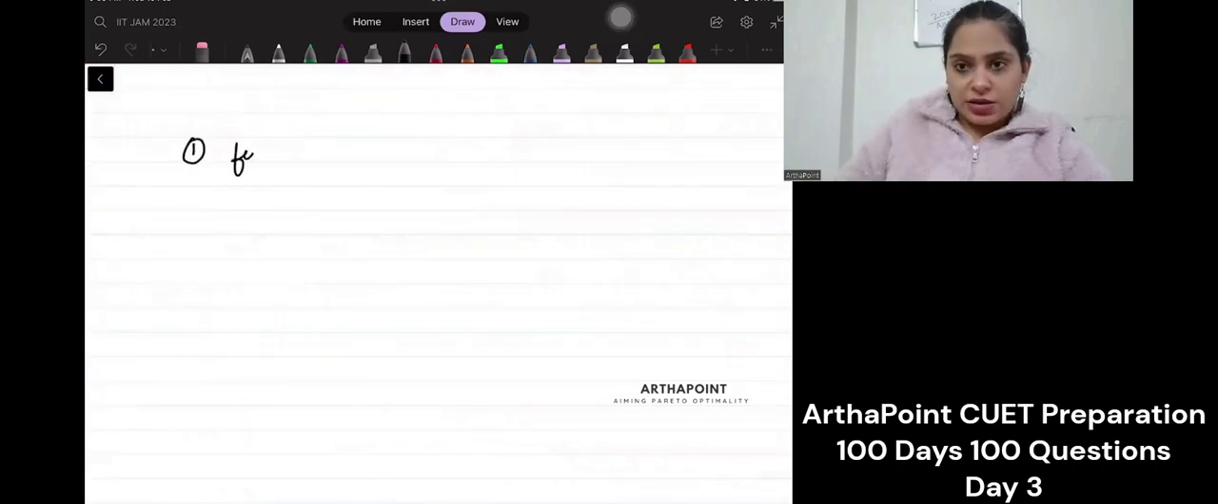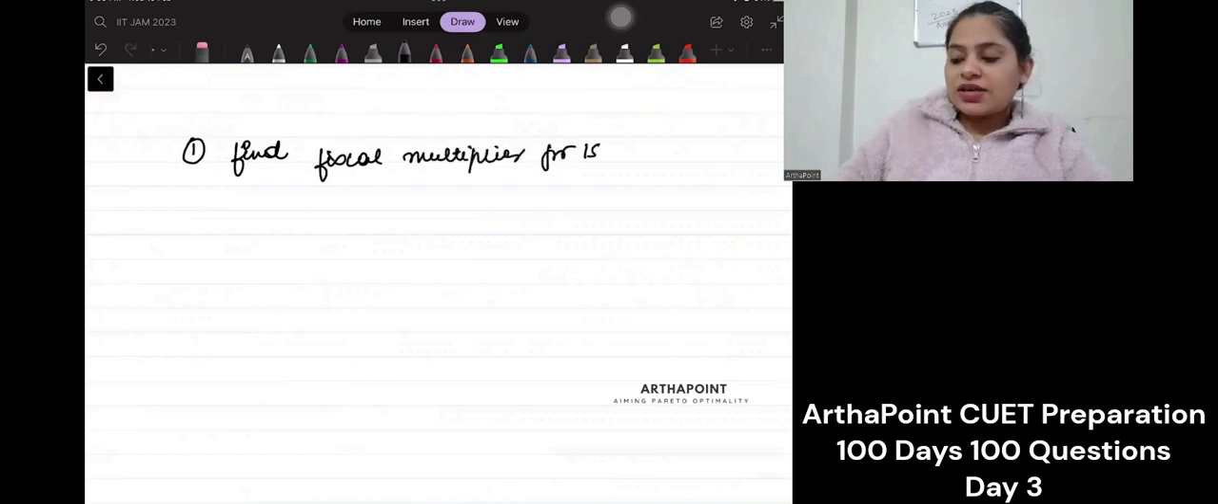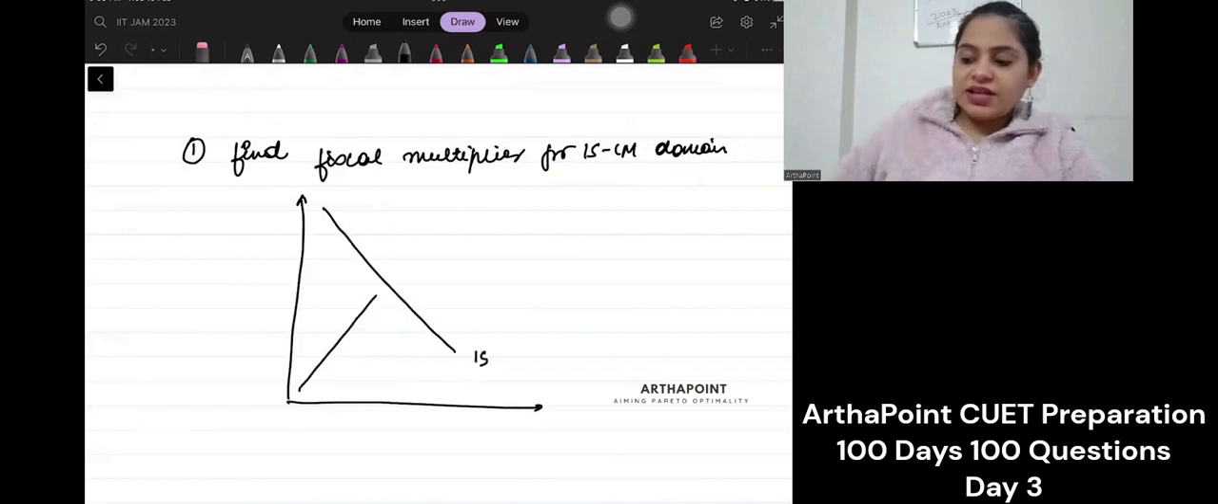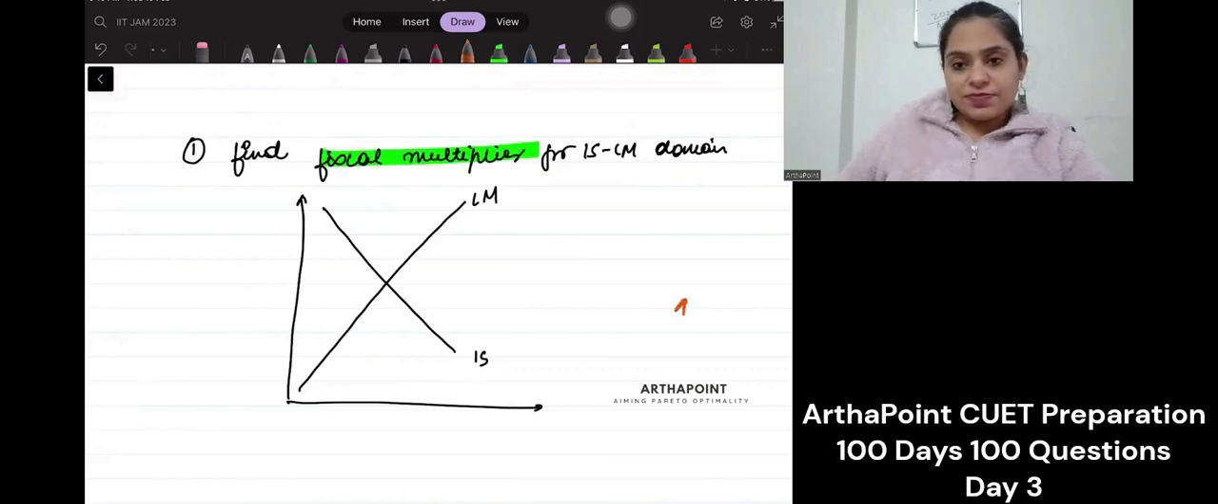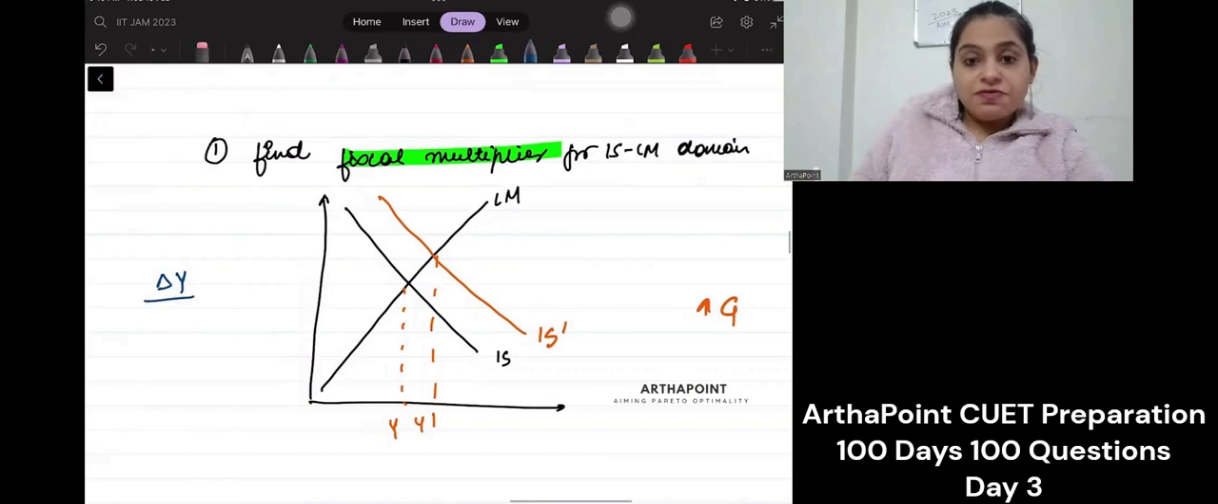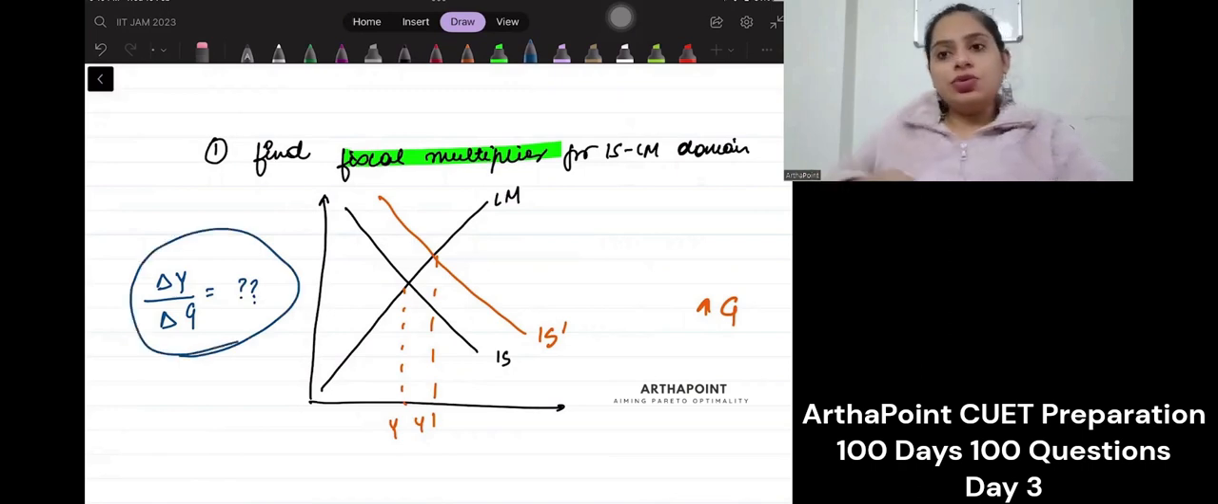You should find the fiscal multiplier for the IS LM model. Matlab, this is your homework. If I take this as an IS curve, if I take this as an LM curve, and if I take a fiscal multiplier, matlab if G increases, I know IS curve will shift to the right. Output will increase. But what is the increase in output when G is increasing in this case? ये क्या value आएगी इसकी? I want you to revise that.